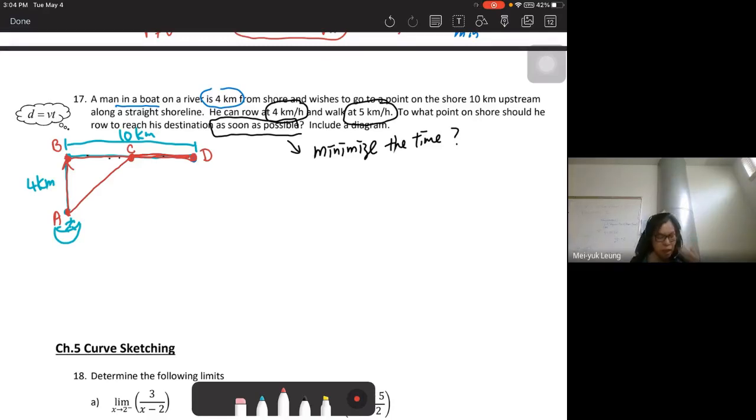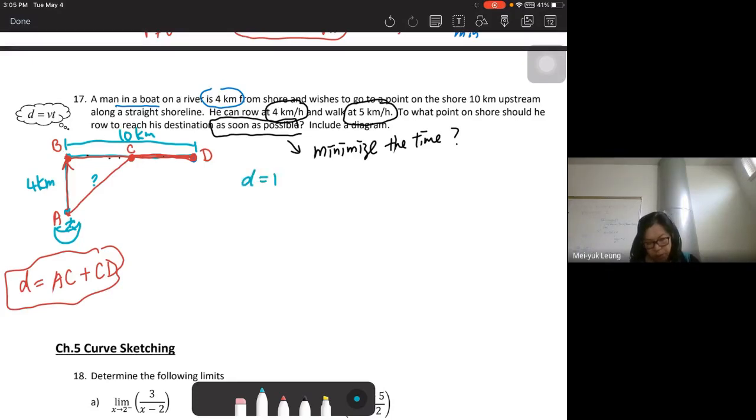Now let's look at the situation where he goes from point A to C, and then from point C to D. This is the path he's choosing. First, I need to find the distance that he rowed his boat from point A to C. To find the distance, we need to know the speed and the time, right? Multiply the speed by the time to get the distance.